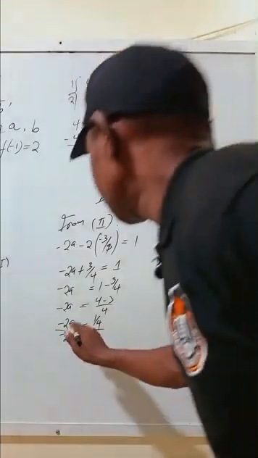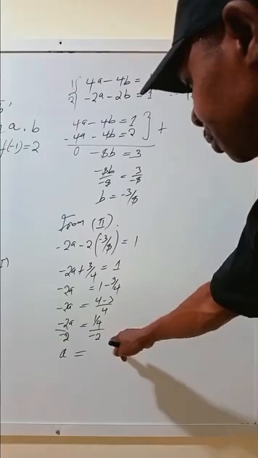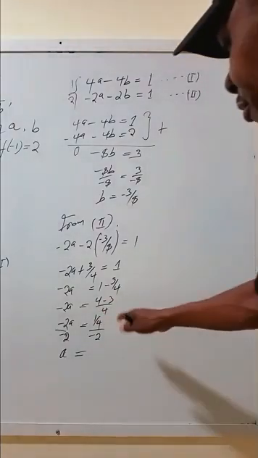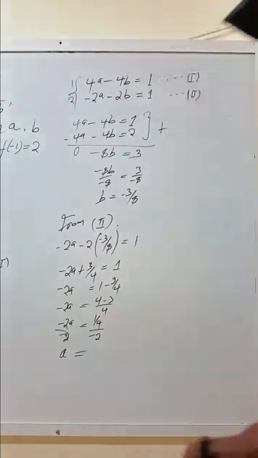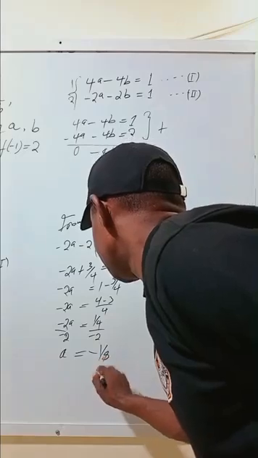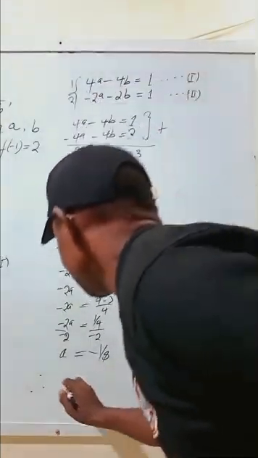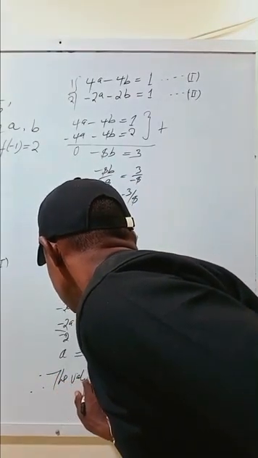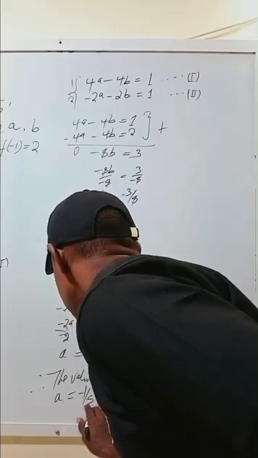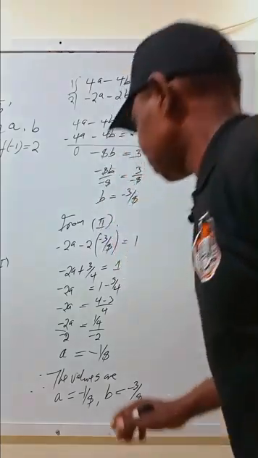Dividing through by negative 2, here we get our a to be equal to a fraction divided by a whole number. It's the same as saying the numerator of the fraction divided by the product of the denominator and this negative 2. So what do we get from there? Negative 1 over 8. So what are our answers? The values are a equals negative 1 over 8 and b equals negative 3 over 8.